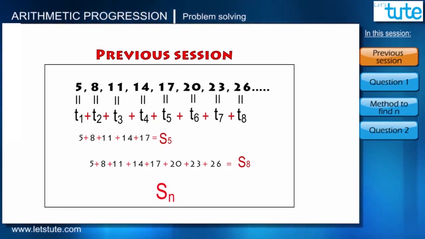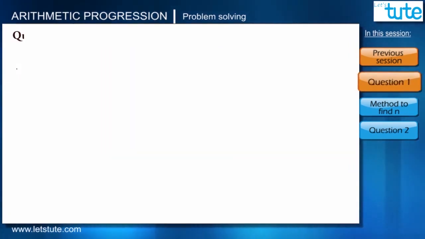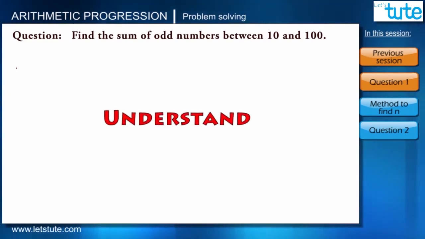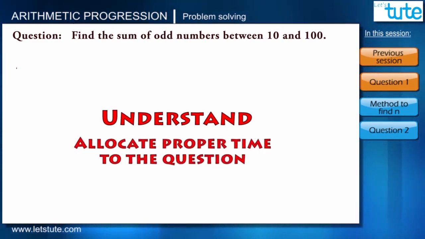Now let us quickly take some of the questions and solve them. So here's a question which says, find the sum of odd numbers lying between 10 and 100. Friends, always remember one thing, in any subject, on any question, first of all, understand the question. Don't be in a rush to solve it without getting the question. Allocate proper time to the question. That makes it very easy to solve further.